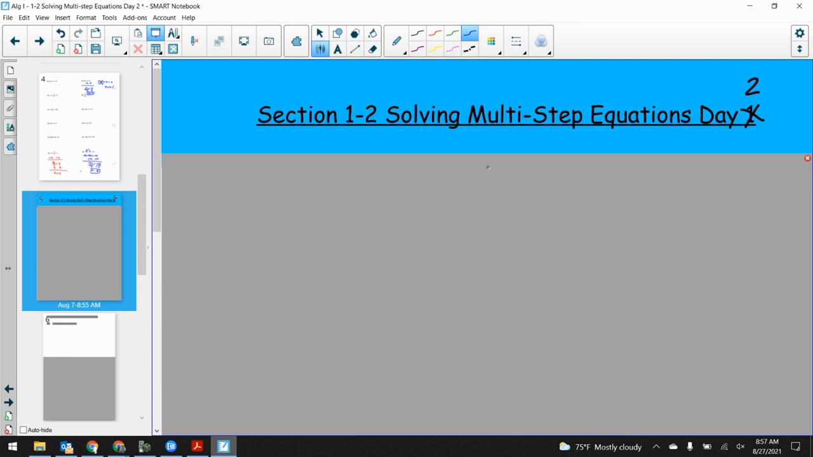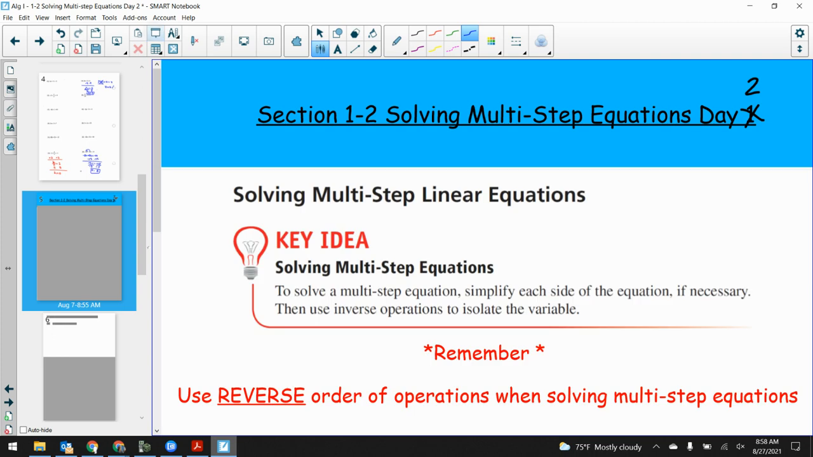Day 2. Now, what did we do yesterday? Yesterday was solving two-step equations, right? I want to do my addition and subtraction, then do my multiplication and division. With one exception, we were talking about some problems where we had to do the distributive property and then do my two-step equation. So what we're going to look at today is, what happens when we increase the number of steps? What happens when we have to do some simplification and not just the distributive property?